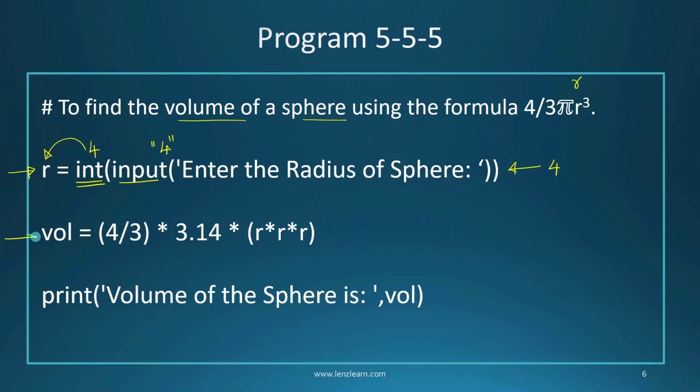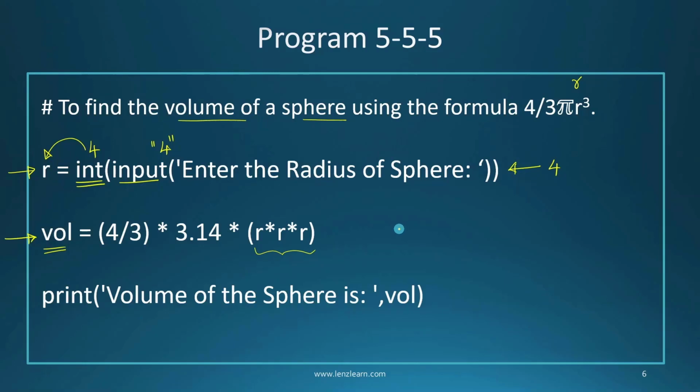And in the next statement, we will calculate the volume. You can see it is a straight application of formula 4 by 3 into the value of pi, which is 3.14, into, then we have to multiply R 3 times, okay, R into R into R. Now I have just written it for you to understand it better, because this is the straightforward simple way, but this is a crude way of programming.